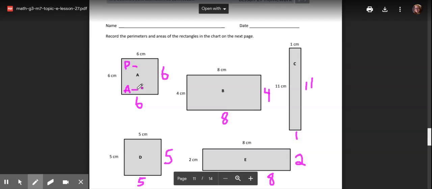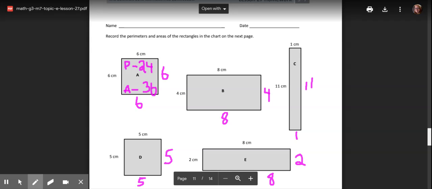So for perimeter, we need to add. So 6 plus 6 plus 6 plus 6. And when we add all of that together, we get 24 because 6 plus 6 is 12 and 12 plus 12 is 24. Remember, when we do the area, we are multiplying. So we're going to multiply the width times the length. So 6 times 6, and it is 36. If I had enough room, I would write centimeters squared because that is what you need to do when you multiply.